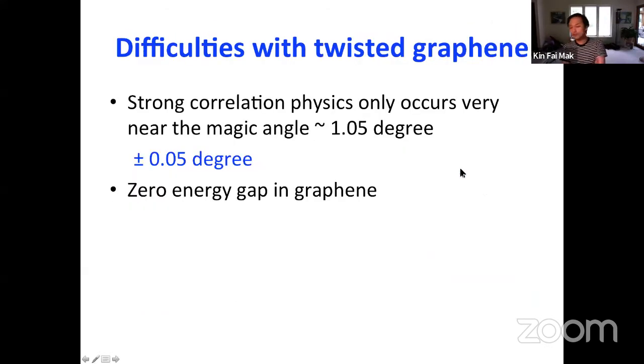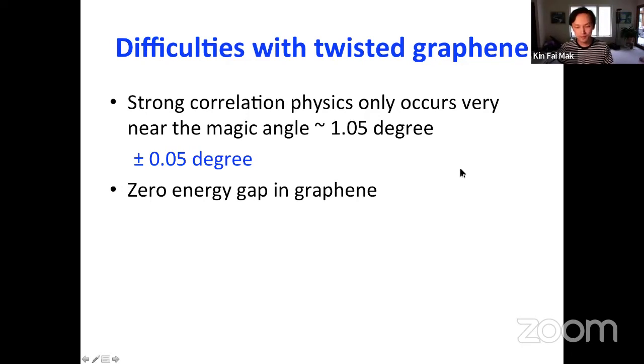So there's so much I want to talk about, graphene superlattices. I don't want to go too much more into it, but I want to point out one very practical problem with the twisted bilayer graphene research: the strong correlation physics only occurs very close to the magic angle, around 1.05 degree or 1.1 degree. And if you move away from this magic angle a little bit, say plus or minus 0.05 or plus or minus 0.1 degree, it's a very small angle, and significant changes in the phase diagram can already happen.